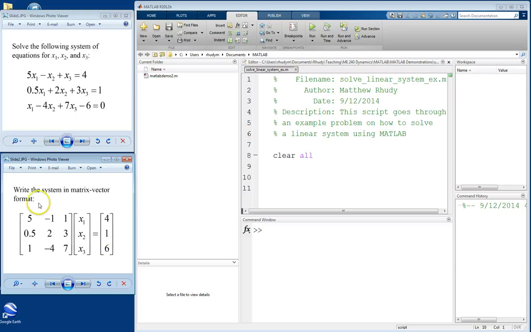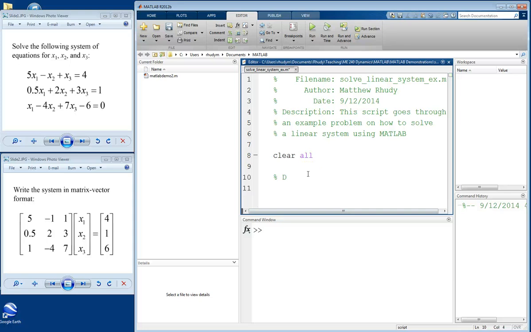So once we get it into this format, if we could invert this matrix on the left and multiply both sides of the equation by that, we could get a closed form solution of x1, x2, and x3. So let's do that in MATLAB.